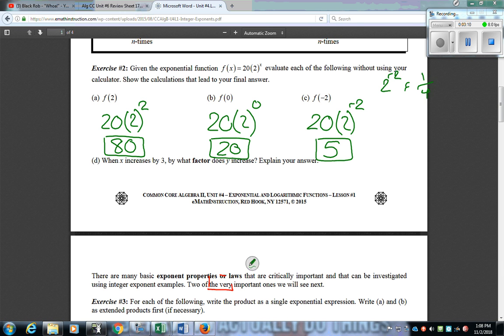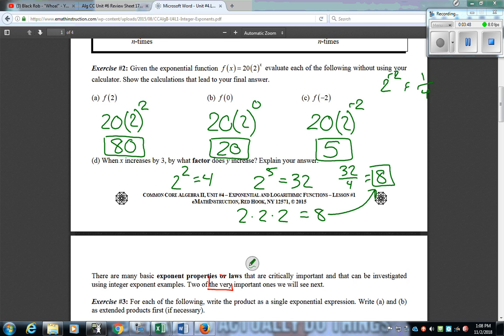So if x increases by 3, that means our exponent increases by 3. If we went from 2 squared to 2 to the 5th, they want to know what factor we're increasing by. So 2 squared is 4. 2 to the 5th would be 2 times 2 times 2 times 2 times 2, which is 32. The factor you'd increase by in this case would be 32 divided by 4, which is 8. So if I raised an exponent by 3, and my base is 2, that means I'm multiplying by 3 more 2's, which is the reason why I got that 8. So that number would be 8 times higher.